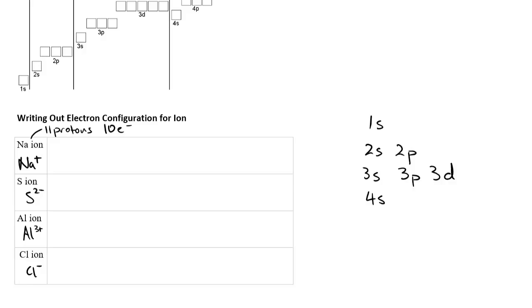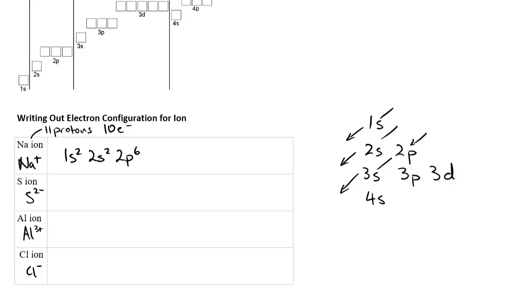So if we just fill in this filling order, and use that as the basis, we've got 1s2, so that's 2 electrons there. 4 electrons now, 2 plus 2, and then we have 10 electrons, so the 6. Okay, so this is the electron configuration for sodium ion.